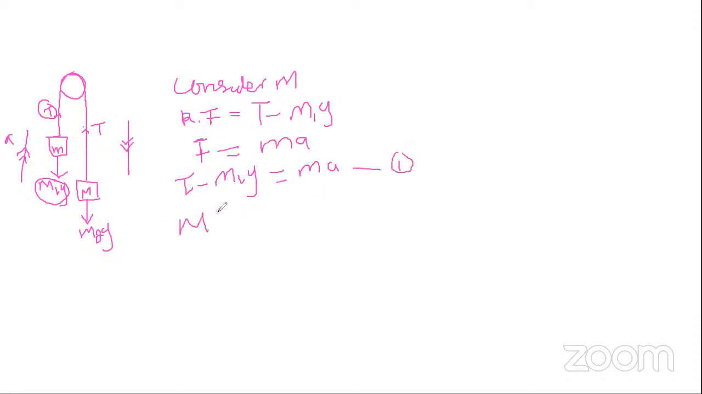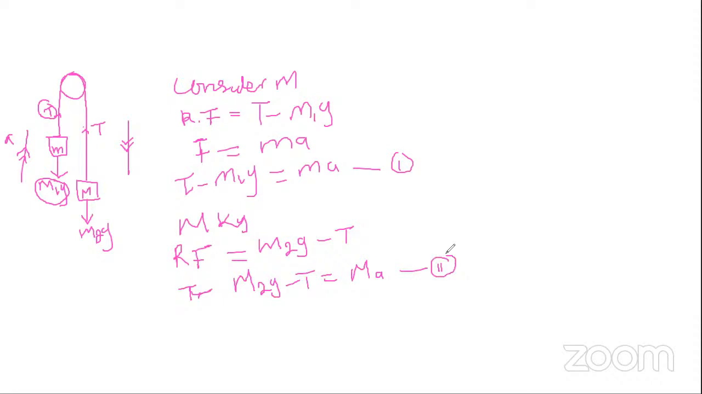Then we still consider the capital M kilogram mass. So what will be the resultant force? The M2g, yes. M2g minus T, since it is moving downwards. So M2g minus T is equal to capital M times the acceleration. So this gives us equation 2.